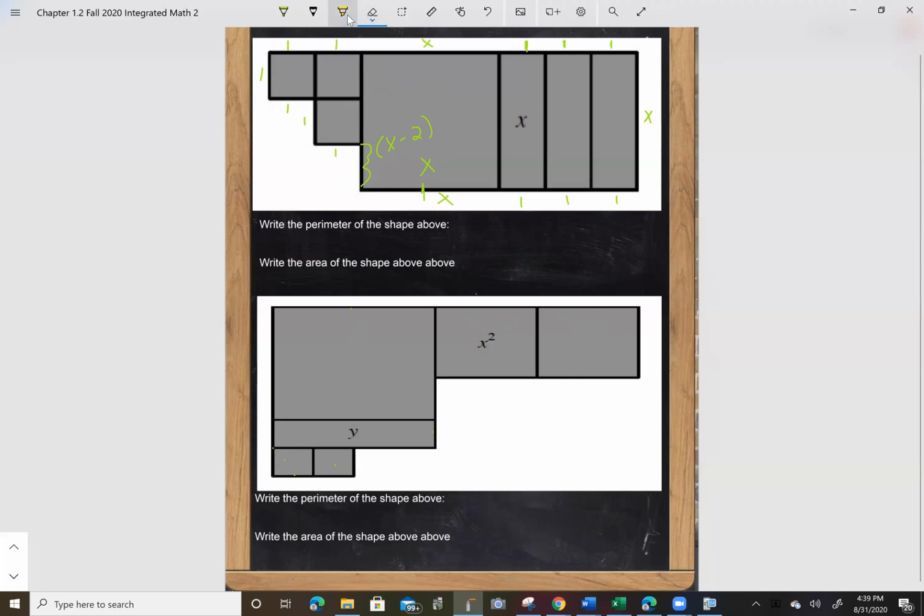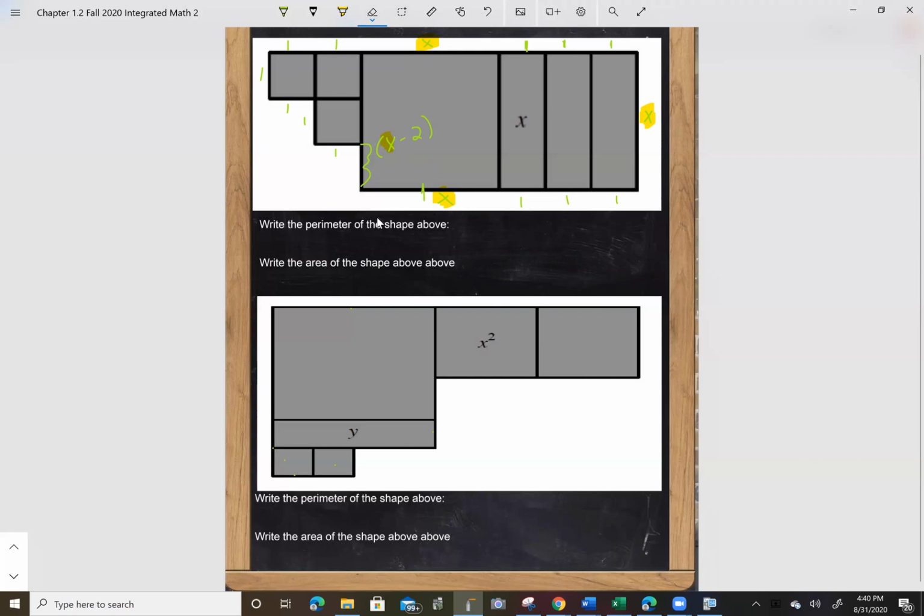Okay, so let's start off counting our x's. We have 1x, 2, 3, 4. So I count 4 x's.